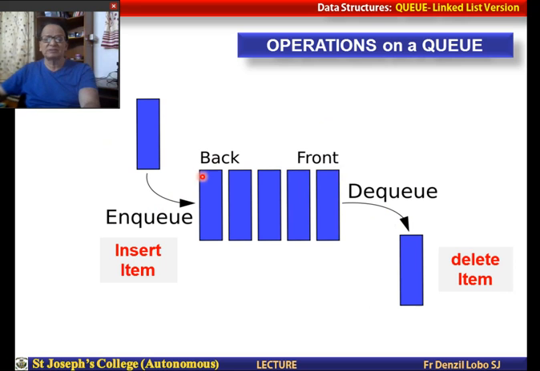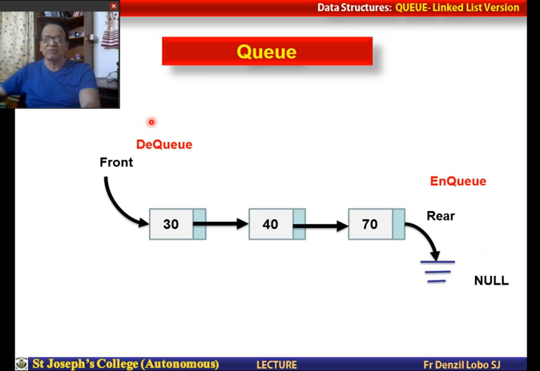This is the front, this is the rear. This is where we delete an item, and this is where we insert an item. Inserting an item is known as enqueue. Deleting an item from a queue is known as dequeue. Again, we have a queue here. Front is there and the rear is there. We are going to remove numbers from the front, first in, first out, and we are just going to attach the new node to the rear.